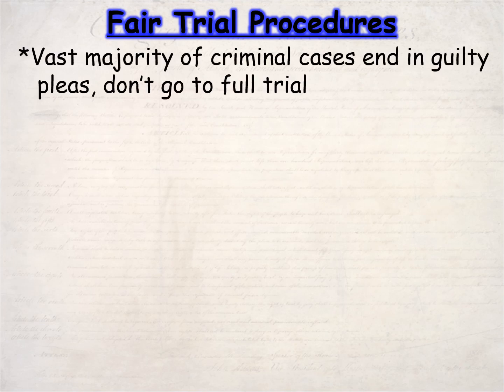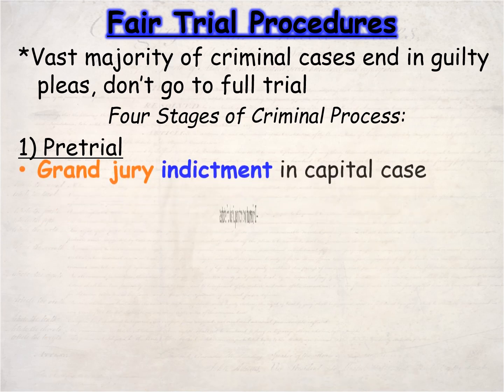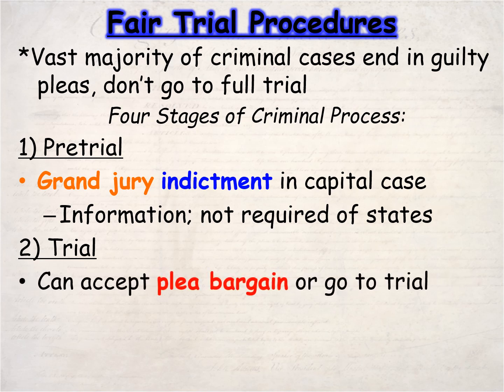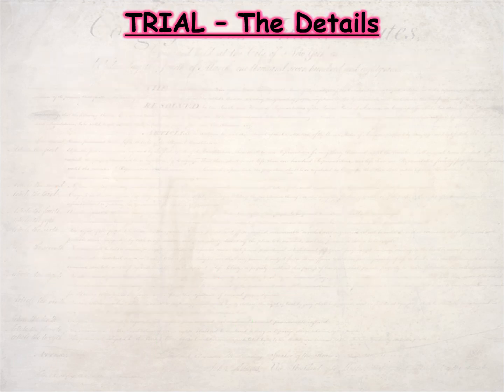All right, fair trial procedures. Interestingly enough, I know I told you this last unit, but the vast majority of criminal cases today end in guilty pleas. You don't even go to a full trial. You have your pre-trial, and in capital cases, so a murder case, the grand jury has to indict you. They have to find enough information to bring charges. By the way, that's not required of the states, just in a federal capital case. Then you have your trial, where you can accept a plea bargain, or you can go to trial. According to the Sixth Amendment, you have your right to trial jury.